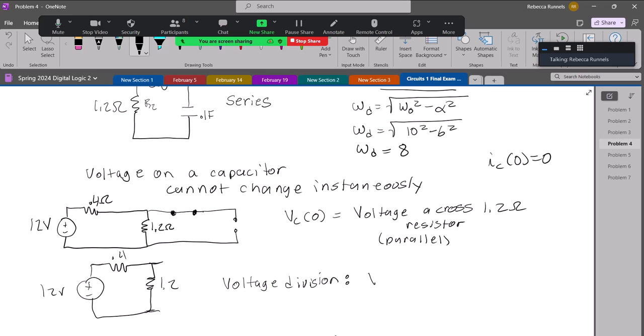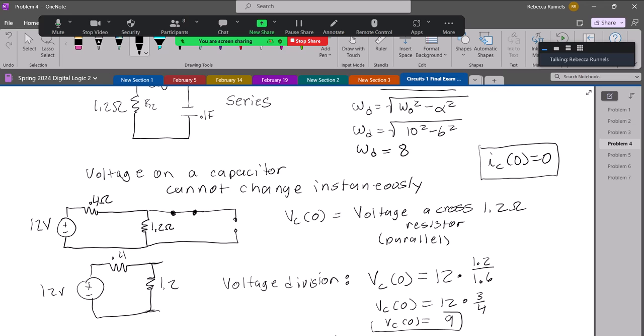So VC of 0, which equals the voltage across this 1.2 resistor, will equal my total voltage times the resistance there, which is 1.2, over the sum of the two resistances, which is 1.6. So that's 12 times 3/4. Our VC of 0 is 9. So I have IC of 0 is 0, VC of 0 is 9.